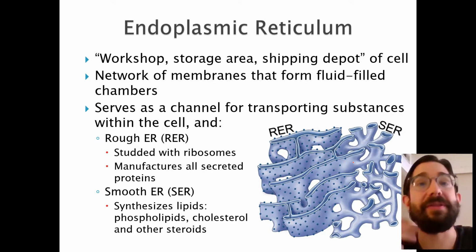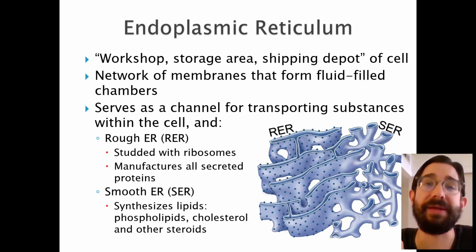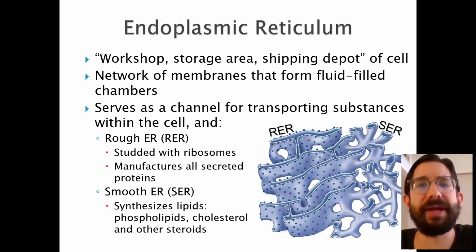And steroids, other steroids besides cholesterol would be like steroid hormones, like testosterone and estrogen. The testes and ovaries have a lot of smooth ER in their cells to make those steroid hormones. So smooth ER, pretty good, making all different kinds of lipids.